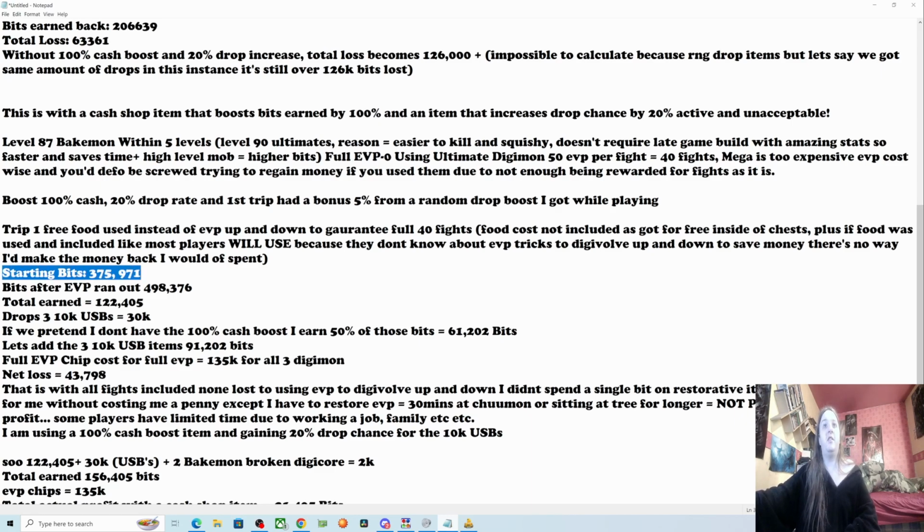My starting bits this time was 375,971. Bits after the EVP ran out was 498,376. Bear in mind, this is one of the highest level mobs, and I was in the 5 level limit, and high level mobs drop more bits. Total earned: 122,405 bits. Drops I got were 3 10k USBs, which equals 30k.